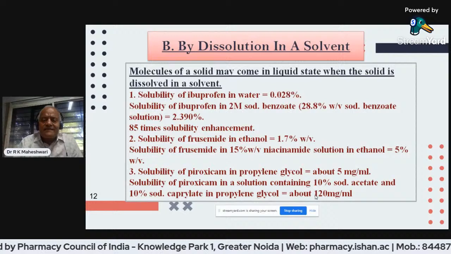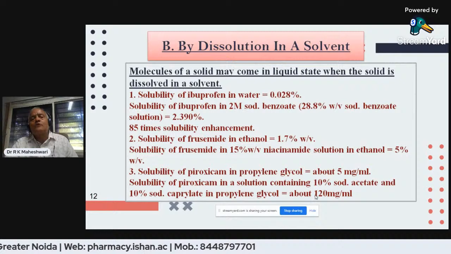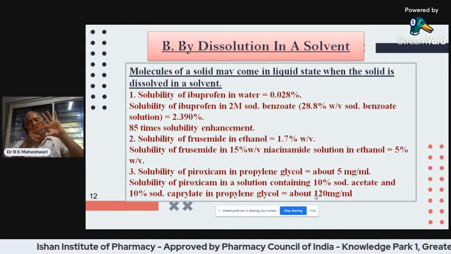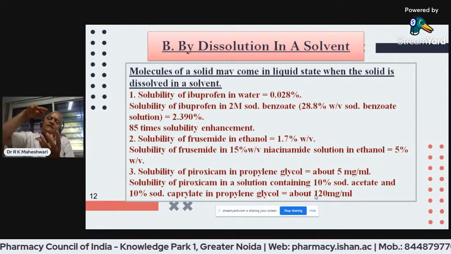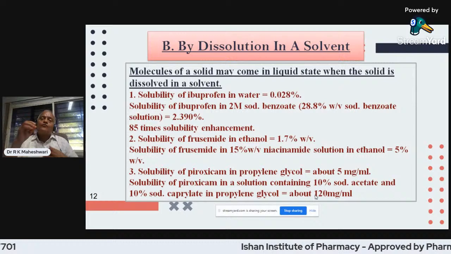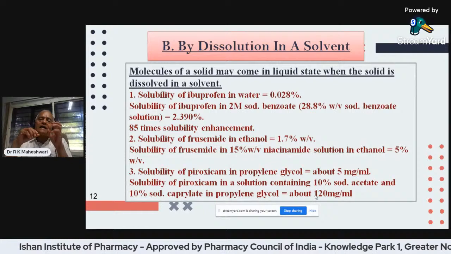Number three is propylene glycol solvent. The solubility of piroxicam in propylene glycol is very poor, about 5 milligram per ml. When we dissolve two solids in propylene glycol, 10% sodium acetate, 10% sodium caprylate, so total became 20%. In this solution, in propylene glycol, the solubility of piroxicam is about 120 milligram per ml. So 120 divided by 5 is about 24. About 24-fold enhancement in solubility is there.